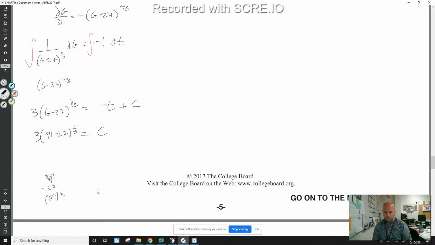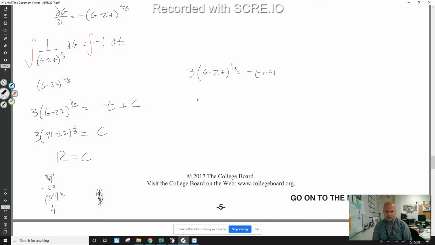4 times 4 is 16. 16 times 4 is 64. So this is 4. 4 times 3 is 12. So C actually is a nice number. It's 12. So that gives me 3 times g minus 27 to the 1/3 equals negative t plus 4.